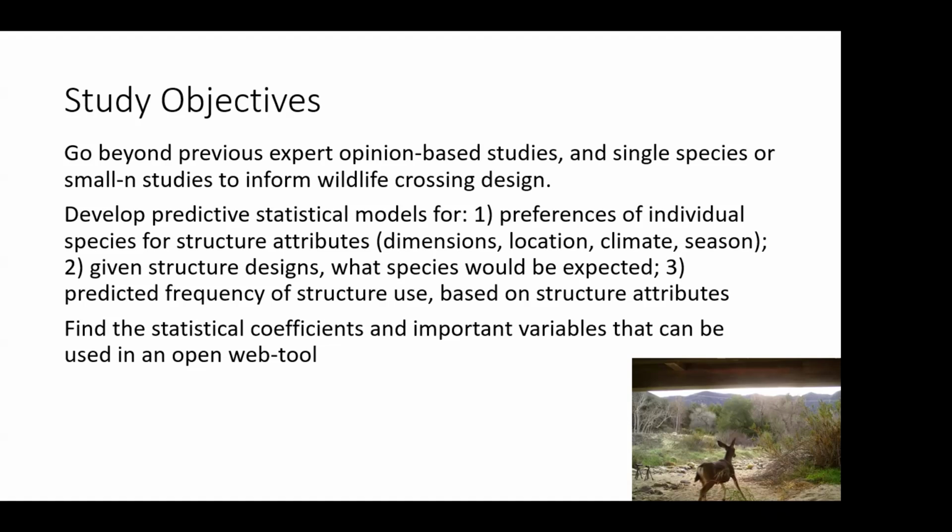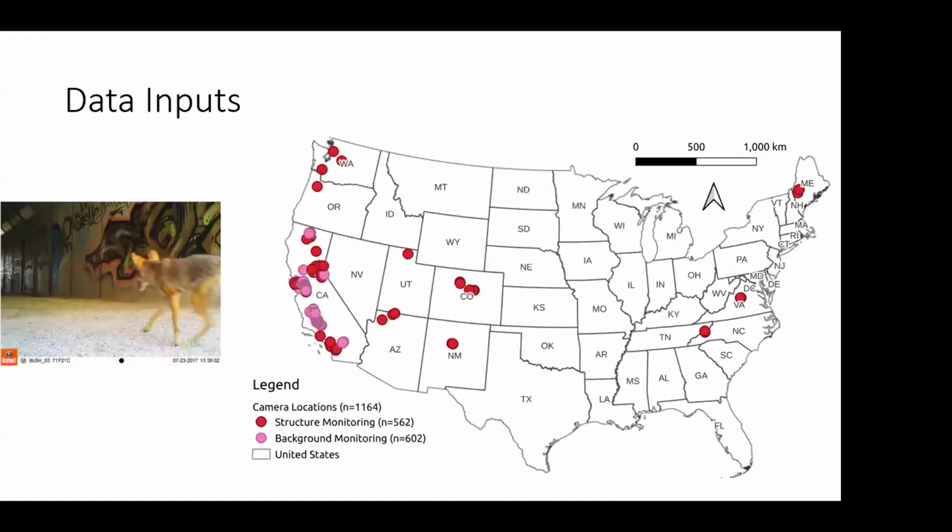And then another way to frame this is to say, given a certain design, what species are likely to use it? So one is from the animal perspective, where do I want to go? And the other is from the structure perspective, what animals might use the structure. And then the third is also predicting frequency of use, where you have frequency of use information. And then these coefficients and the variables are being used in an open web tool that'll be talked about on Thursday.